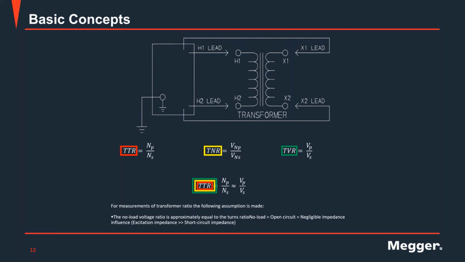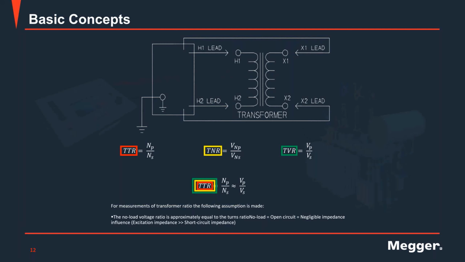We're measuring the induced resulting voltage, right? So that condition allows us to say that what I'm measuring, which is TVR, the one highlighted in green, is equal to my TTR. So that is very important.